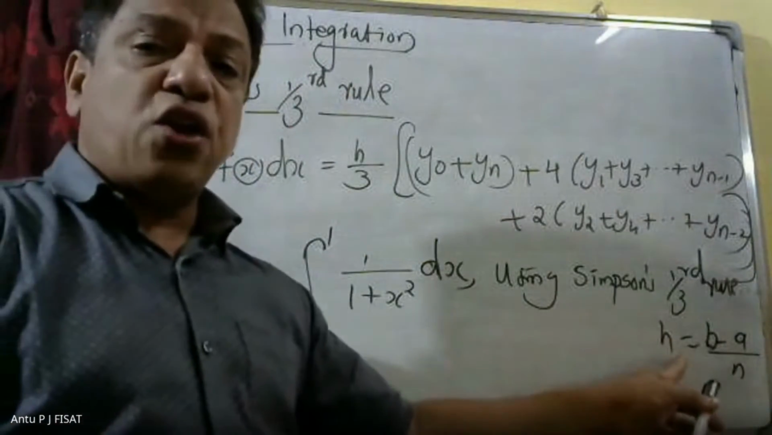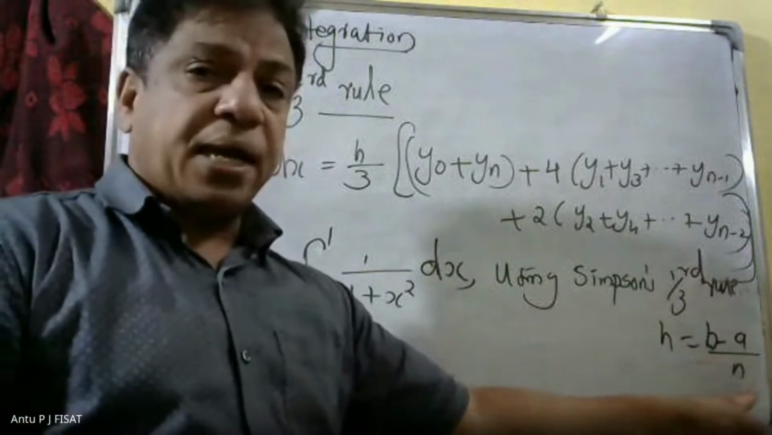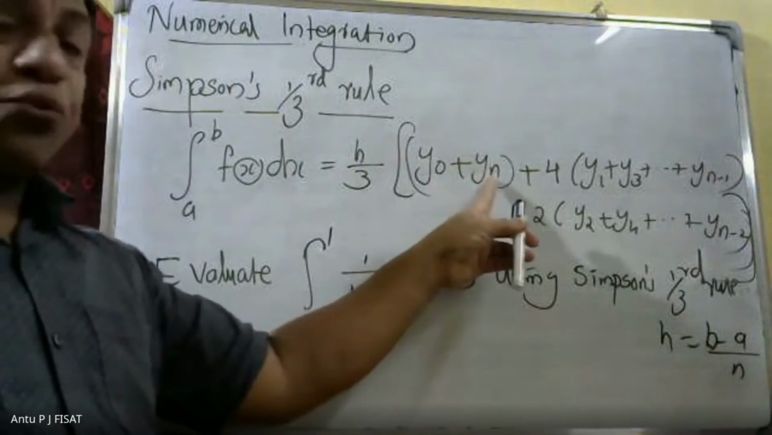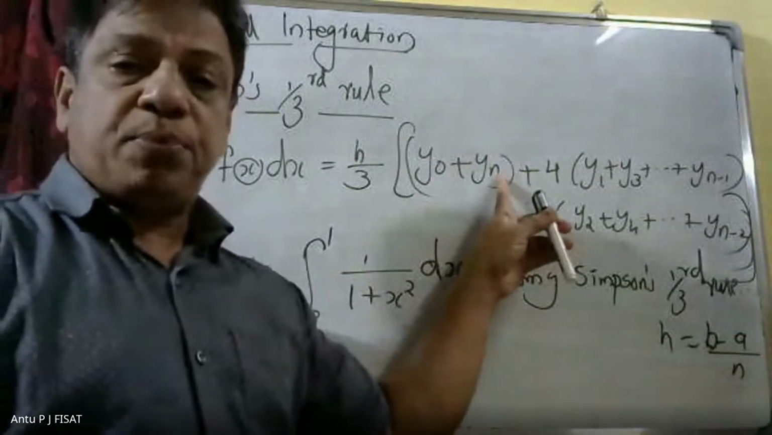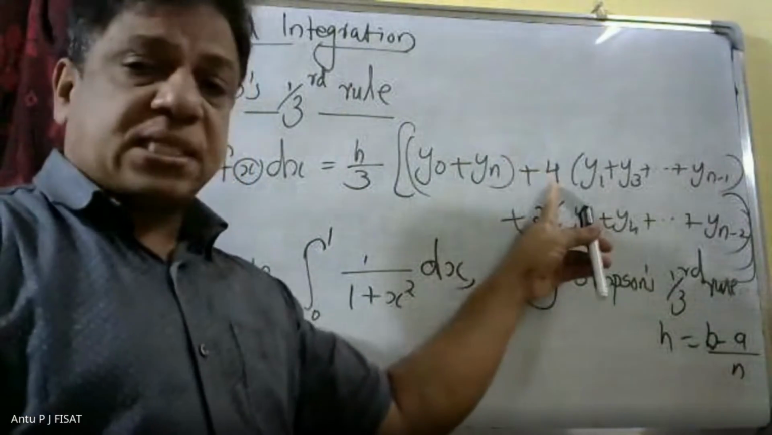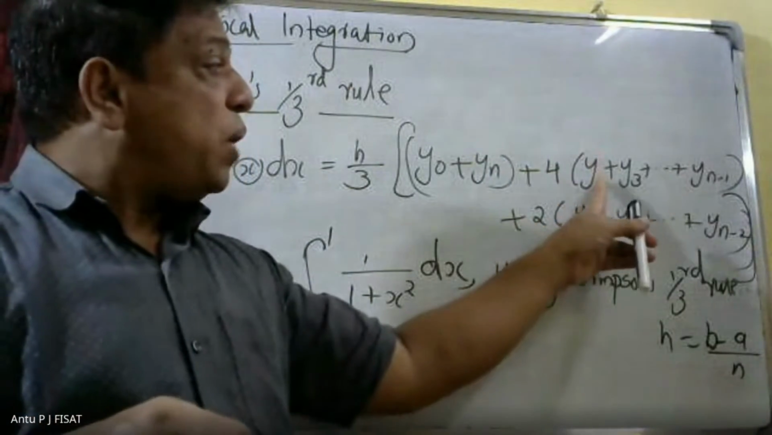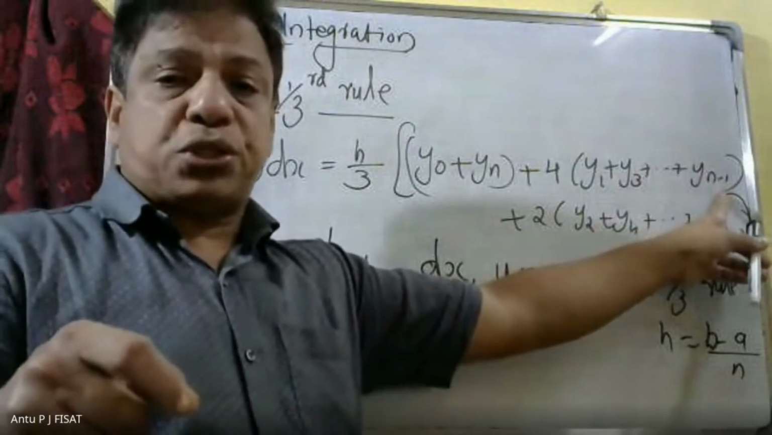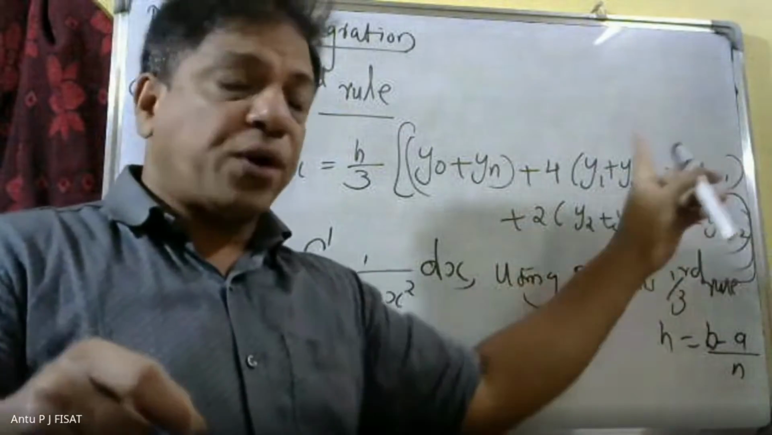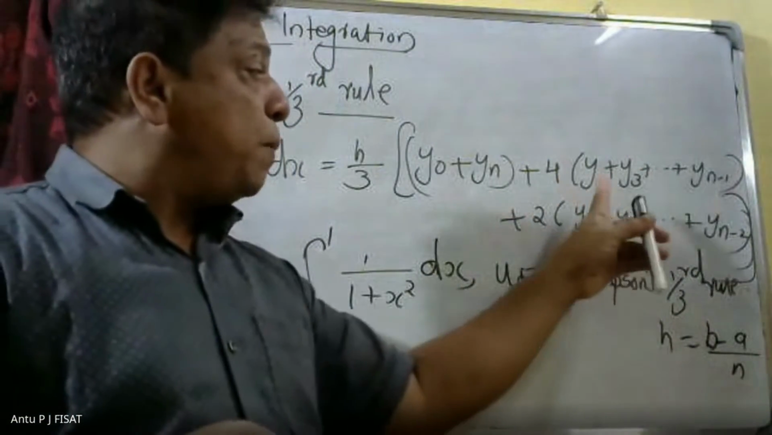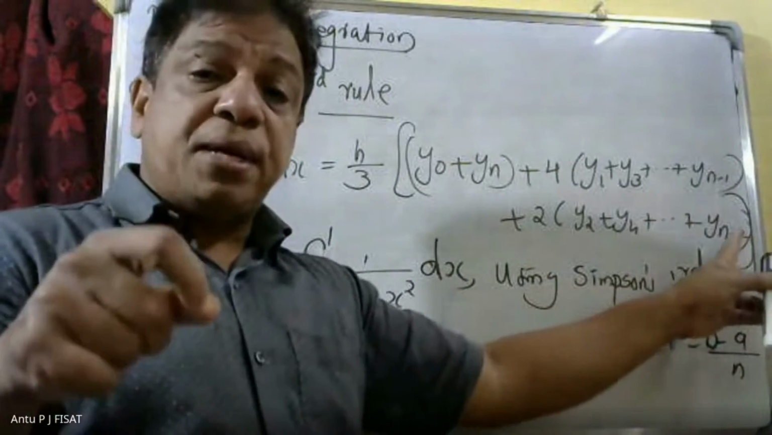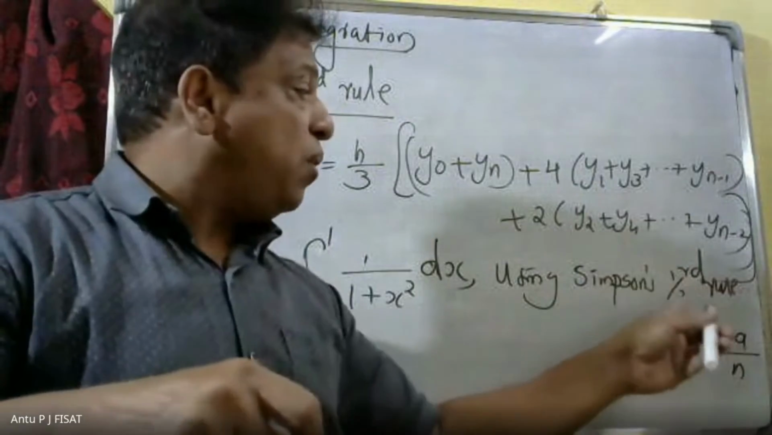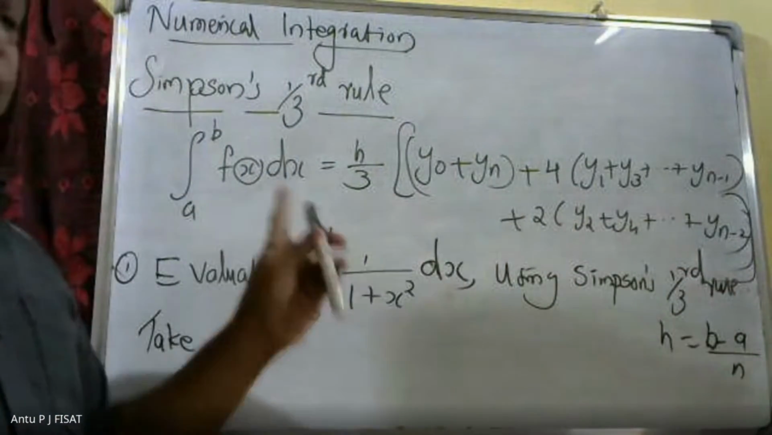First, we calculate the value of h by using the formula b minus a by n. Then h by 3 into, in brackets, y0 plus yn, first term plus last term, plus 4 into y1 plus y3 plus etc. plus yn minus 1. That means sum of odd terms of y. Plus 2 into y2 plus y4 plus etc. plus yn minus 2. That means sum of even terms. By using this formula, we can evaluate the function f of x.